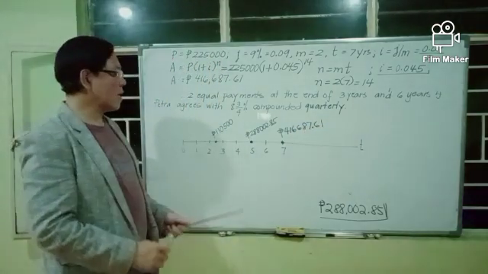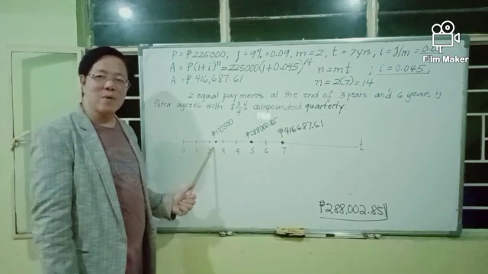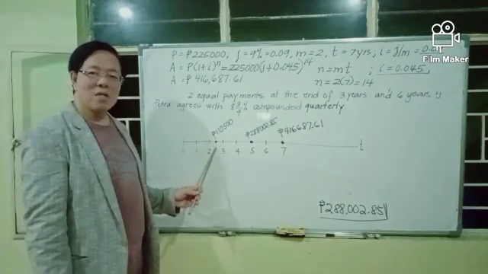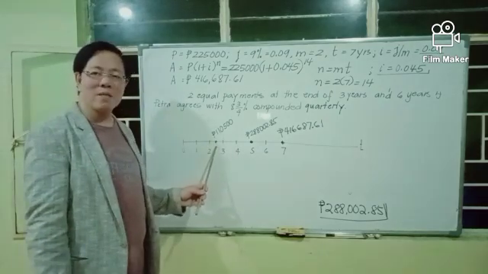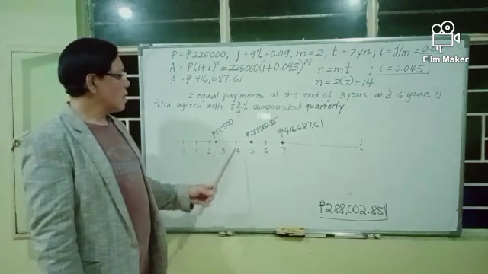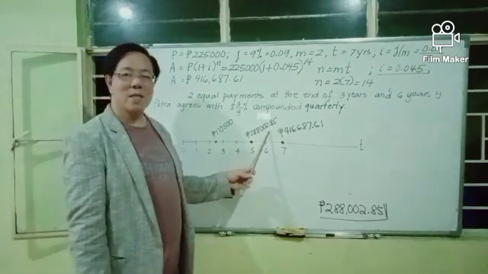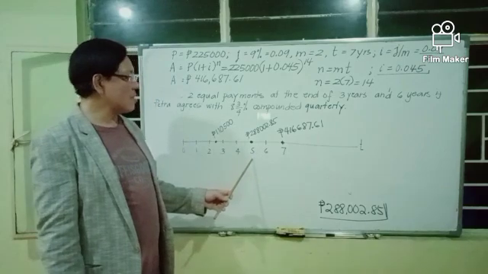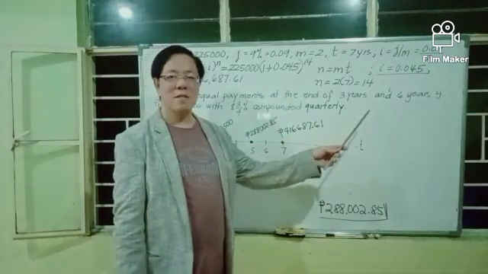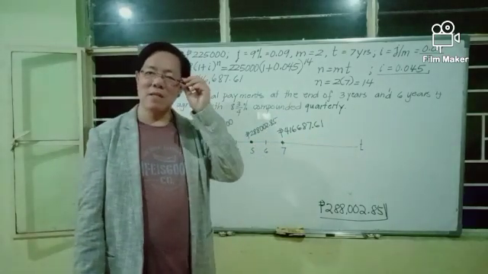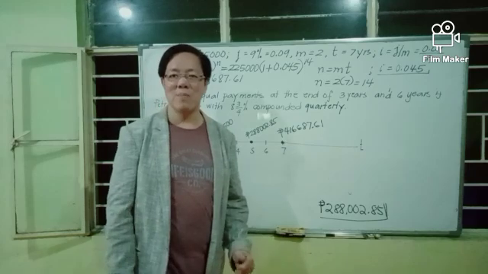And you can also see that I have already plotted the first two maturity values of the first two obligations. The first obligation has a maturity value of 110,500 pesos due at the end of 2.5 years, which is between 2 and 3 years. And the second obligation has a maturity value of 288,002.85 pesos due at the end of 5 years. Now we are asked to find the two equal payments due at the end of 3 years and 6 years. And since these equal payments are unknown, we represent these equal payments by a variable. And I will use the variable x.